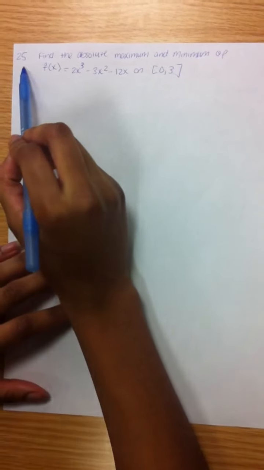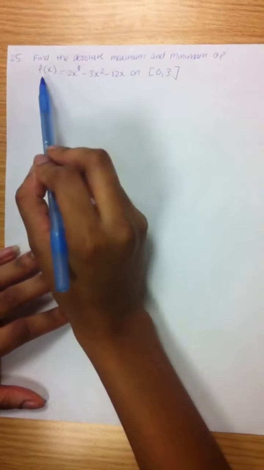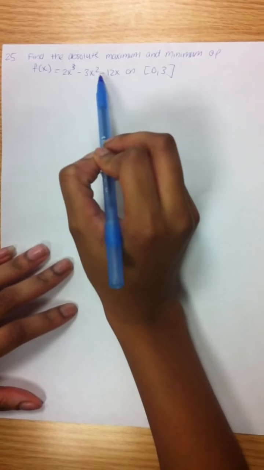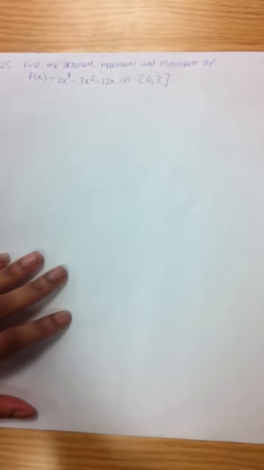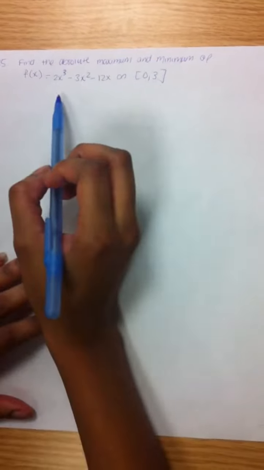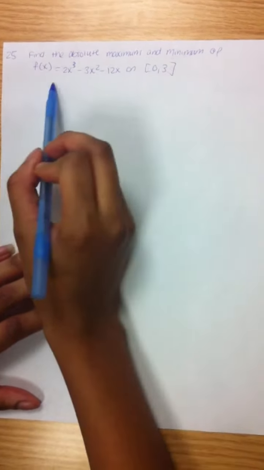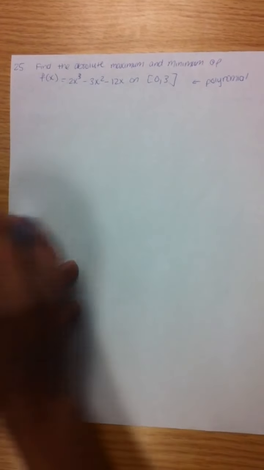So, question 25. Find the absolute maximum and minimum of the function f(x) = 2x³ − 3x² − 12x on the interval of 0 to 3. So before we begin, you should consider whether or not it's continuous. And we know that it's continuous because this equation is a polynomial. So we know that there are no sharp corners and it's continuous throughout.